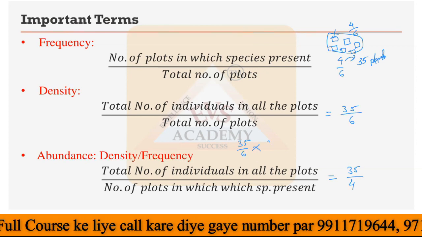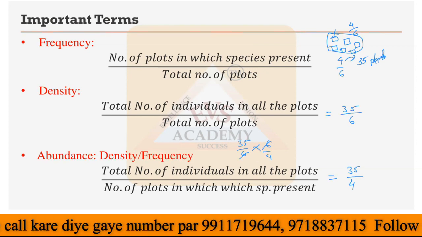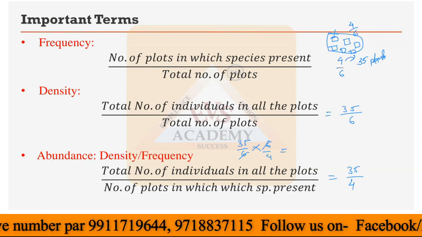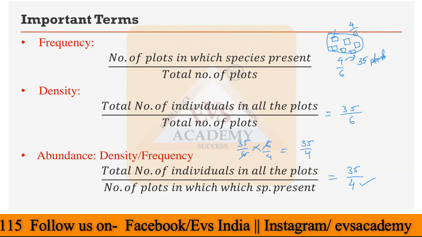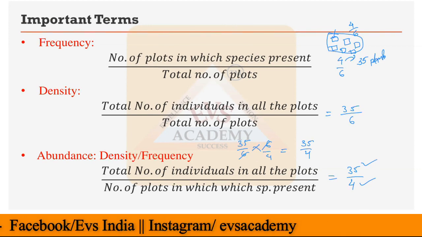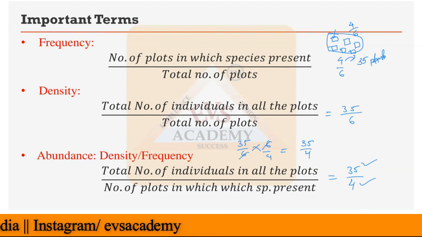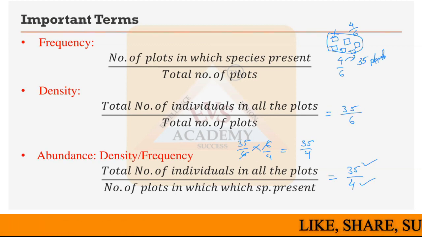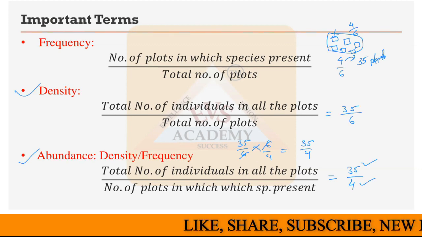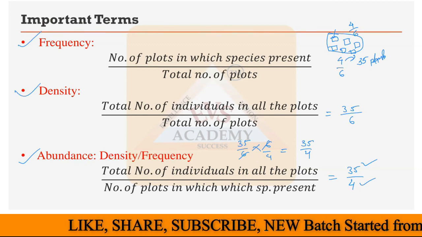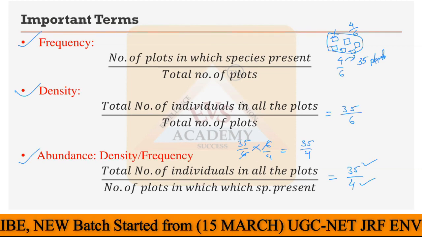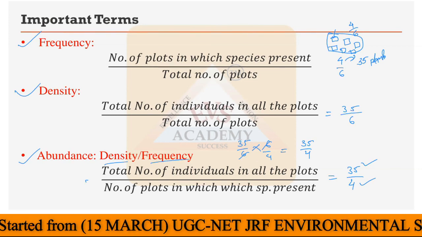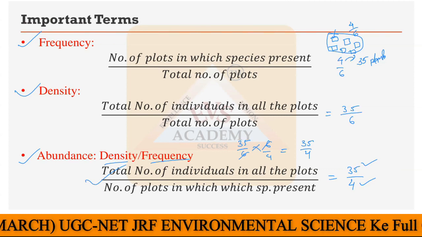So this is now 6 divided by 4. So 6 and 6 cancel. So the abundance would be 35 divided by 4. It means in the four plots, I have found these 35 individuals. So that is how this is calculated. 35 divided by 4. That is the abundance. So remember the formulas of these different terms: frequency, density, and abundance. Abundance can also be calculated as density divided by frequency, or with the help of this formula as well.